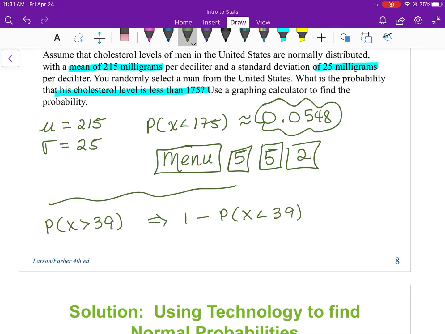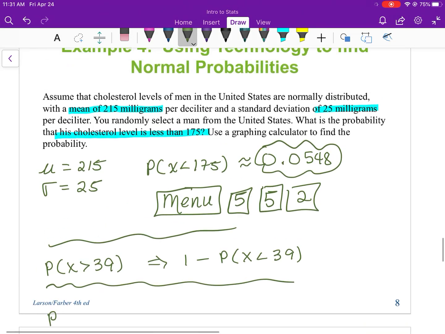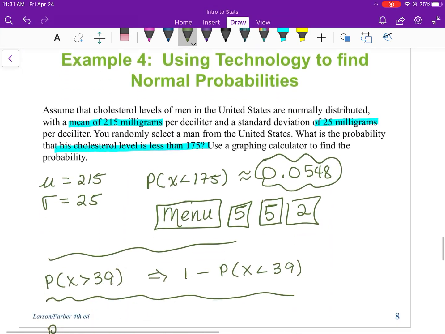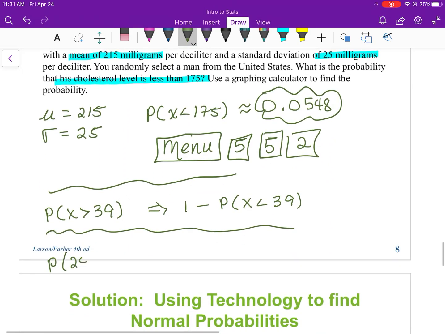Your calculator has to have a set upper bound and lower bound. So if infinity is one of them, you're going to have to think outside the box and put it in there a different way. But if you're doing in between, like this one, 24 to 54, then I think it's pretty self-explanatory that your lower bound is 24 and your upper bound would be 54.